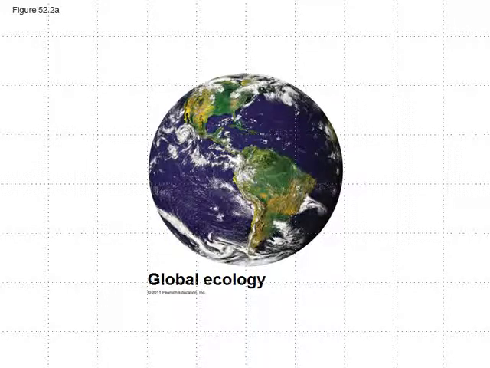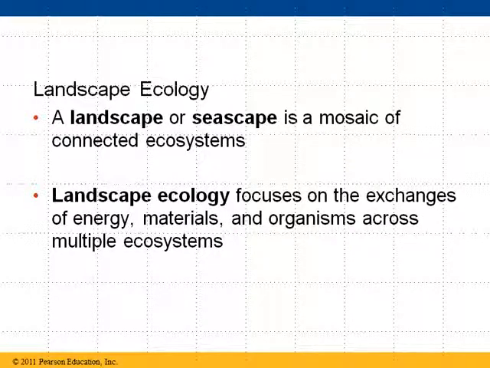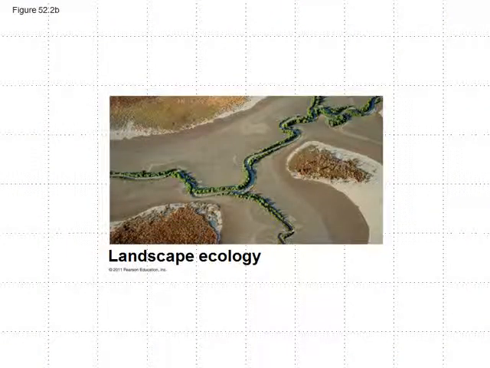Now, one step down from that, if we start to break the Earth into chunks, we might look at what we call a landscape. A landscape, or a seascape if we're talking about an aquatic environment, is a mosaic of connected ecosystems. These are large sections of the Earth made up of multiple ecosystems that interplay and work together. Landscape ecology focuses on how energy and materials flow from one part of the world to another, from one type of living creature to another, across multiple ecosystems. A good example would be the interplay between where a river meets the ocean and all of the surrounding land.